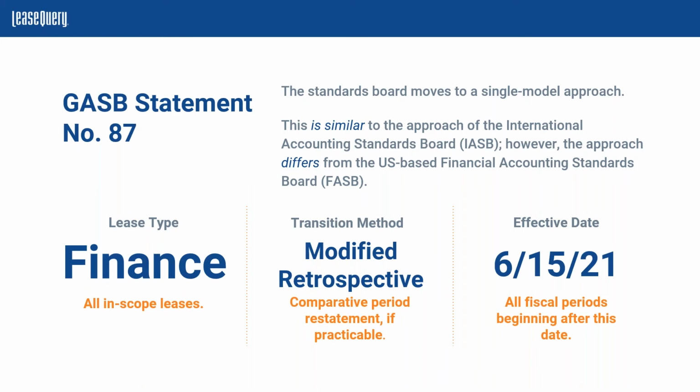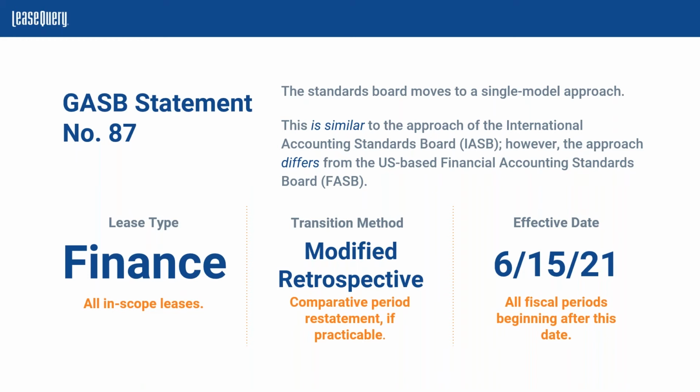Now, as for the transition method, the board has recognized that it's not always going to be practical to require you to go back to the start date of every single lease and transition using a full retrospective approach. So instead, the board has stated that GASB 87 adjustments should be made as of the beginning of the first period that you present in your financials, which is why this approach resembles a modified retrospective approach.